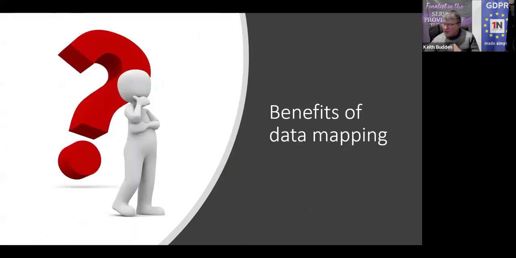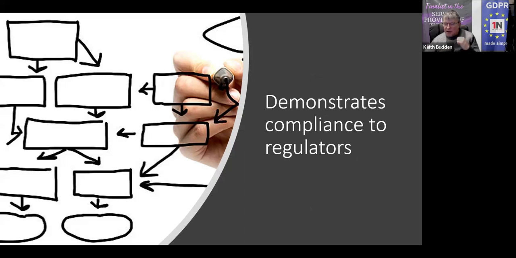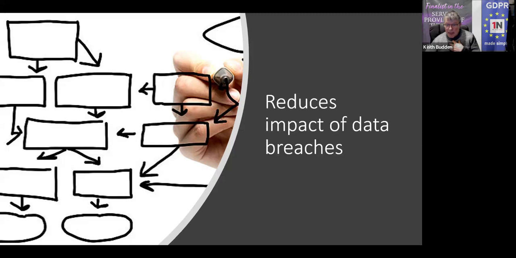So what are the benefits of data mapping? Quite aside from that requirement of GDPR under Article 30, what are the benefits of it? If you've got good data mapping, then you're easily able to demonstrate compliance with Article 30 to the regulator. So if you do have a problem and the ICO comes to visit you or asks to see some of your documentation, then being able to provide them with data mapping and the register of processing activities is a good step towards keeping the regulator happy, which is something we all want to do.